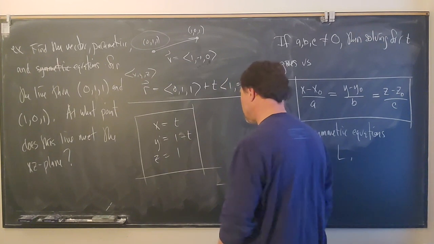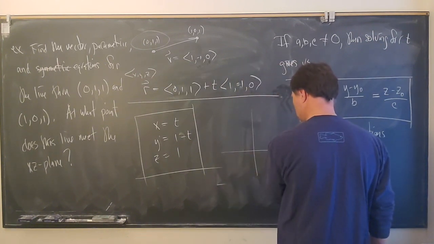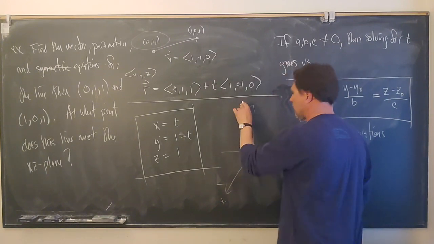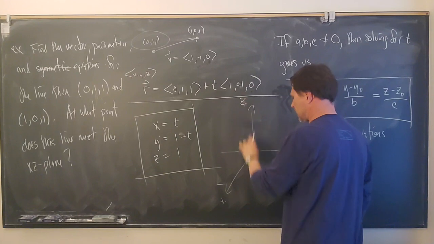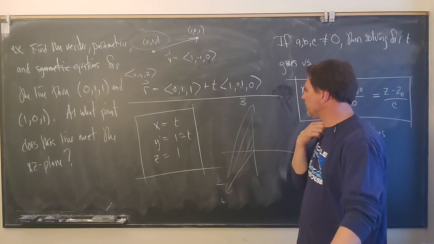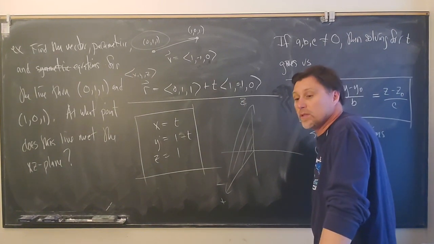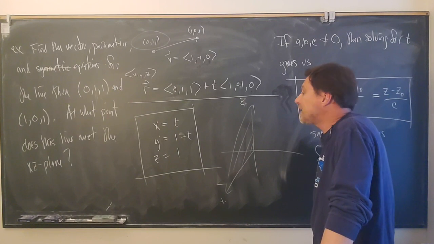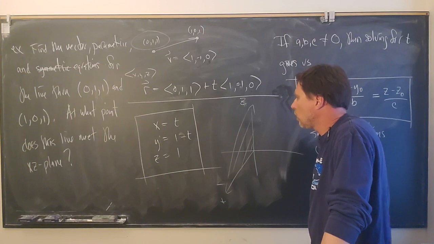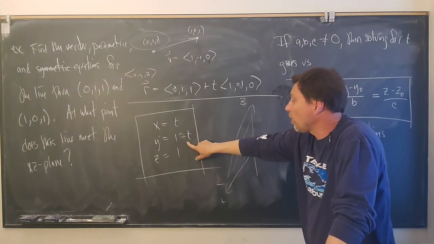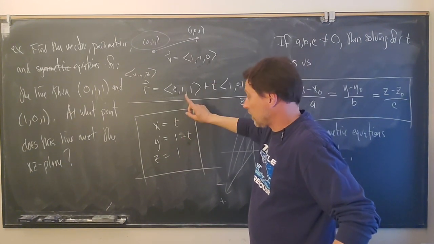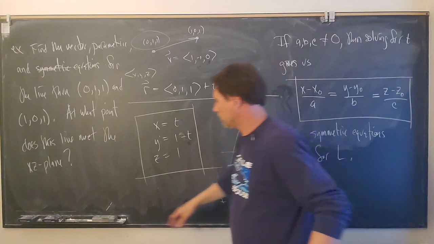Well, let's see, the xz plane, what is that? Well, here's x, here's y, there's z, so the xz plane is this plane that's coming out of the board. What does it mean to live in the xz plane? Well, it means that y equals 0. So for what t value does y equal 0? Well, when t equals 1. So it meets the xz plane when t equals 1. That's going to be 1, 0, 1.